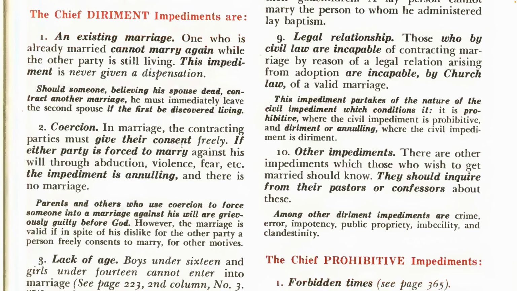Coercion. In marriage, the contracting parties must give their consent freely. If either party is forced to marry against his will through abduction, violence, fear, etc., the impediment is annulling and there is no marriage. Parents and others who use coercion to force someone into a marriage against his will are grievously guilty before God. However, the marriage is valid if, in spite of his dislike for the other party, a person freely consents to marry for other motives.